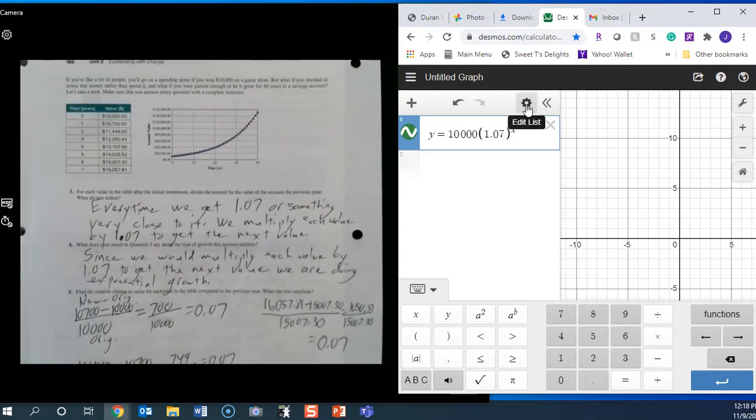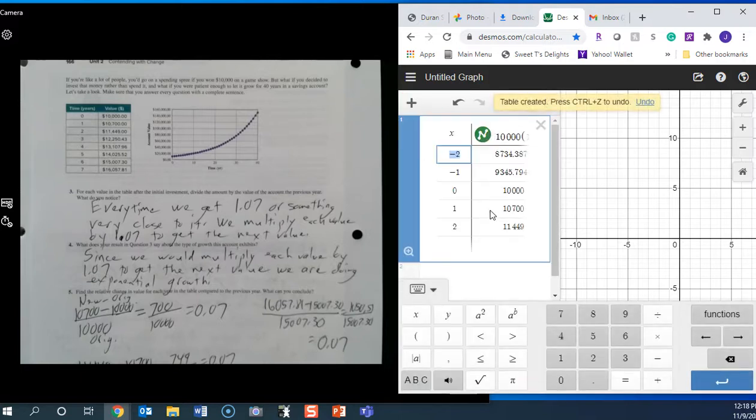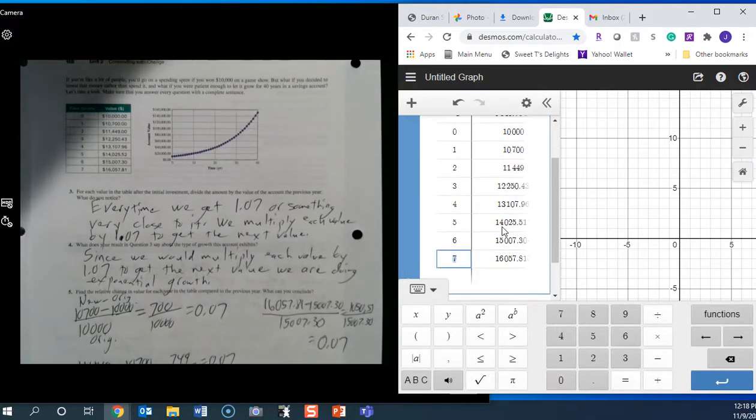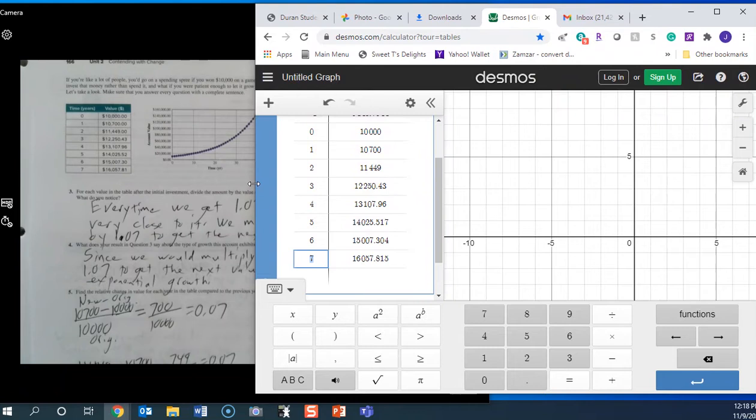So what we would do, we would hit this wheel, and we would hit the table. Now, what we need to do, we want to go from 0 to 7. So we'll go 3, 4, 5, 6, 7. So now we're going to compare. Now I'm going to have to expand this a little bit. Okay, yeah, that's good.